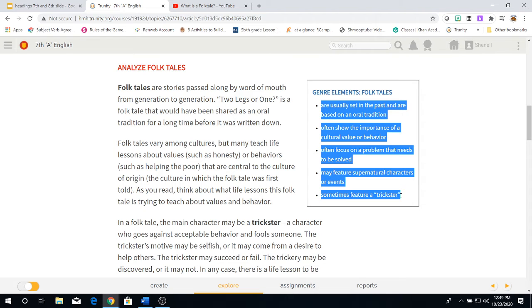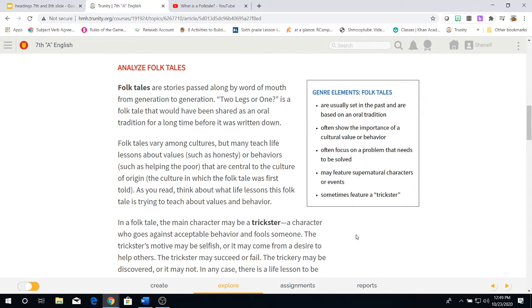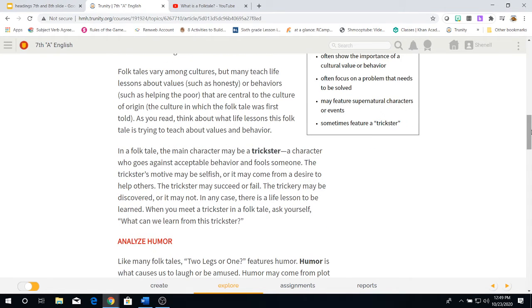Now, one of these things that is different for most folktales, because they don't all include them, is that sometimes they feature a trickster. Now, I'm going to explain to you guys what a trickster is. In a folktale, the main character may be a trickster, or a character who goes against acceptable behavior and fools someone. The trickster's motive may be selfish, or it may come from a desire to help others. The trickster may succeed or fail. The trickery may be discovered, or it may not. In any case, there is a life lesson to be learned. When you meet a trickster in a folktale, ask yourself, what can we learn from this trickster?